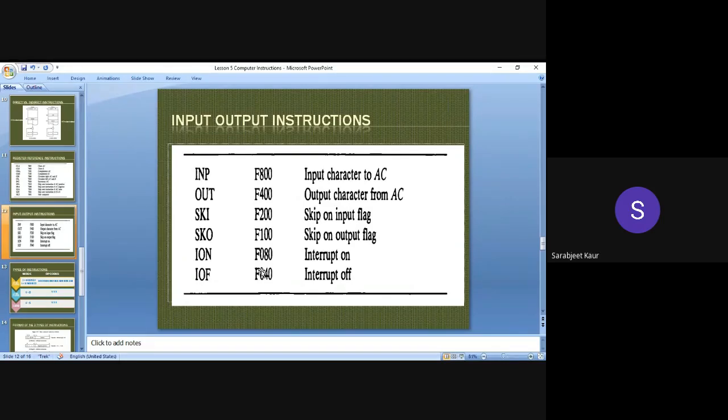If I were to go into even a little detail on ION and IOF, for example, it would take one entire class to explain first the concept behind interrupts. What is an interrupt? Without explaining that, I cannot explain anything about it. So just let this be. This is just an overall glance I want to give you of these instructions.